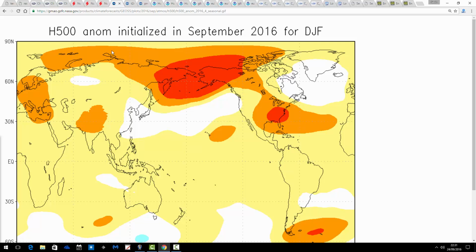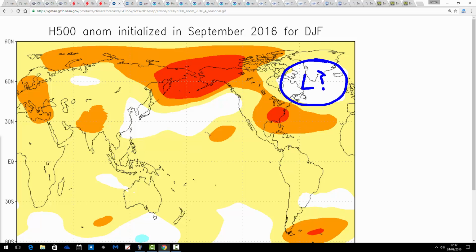NASA next. This is the experimental model from NASA. So we're going to start off with our 500 height anomalies again, and this is for the winter period. Again, quite an odd looking chart. We've got this big white area just here, which I would have thought is probably some sort of trough of low pressure in the Atlantic.